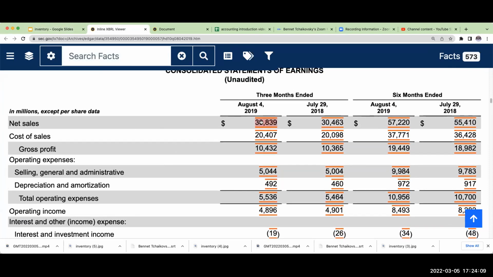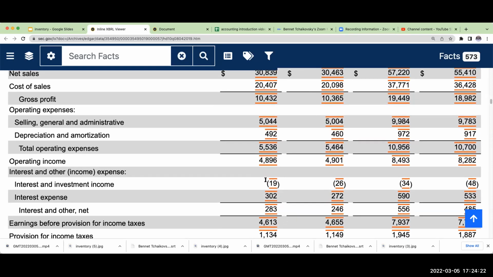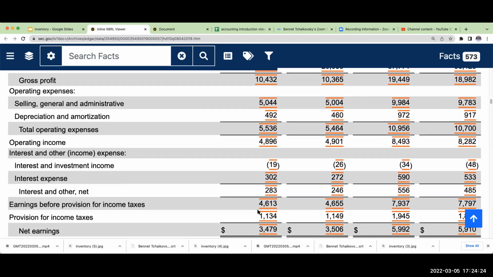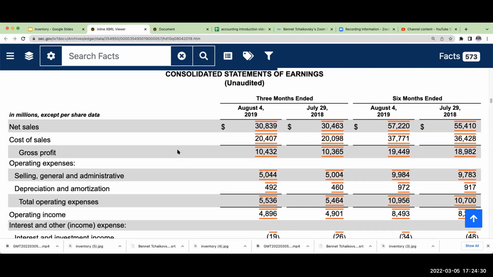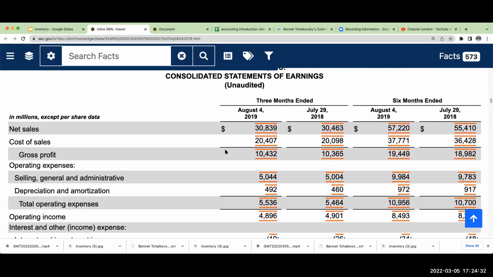We've got our net sales. We'll talk about that a little bit later. Less cost of goods sold, our cost of sales. This will be our gross profit. From this, we're deducting our other expenses, getting down to our operating income, other income expense, and ultimately to net income. They call it net earnings. It's the same thing. So this is what we call a multi-step income statement, because we want to show the user how much profit we are making off of the sale of our inventory.